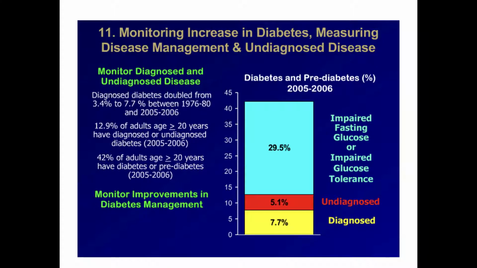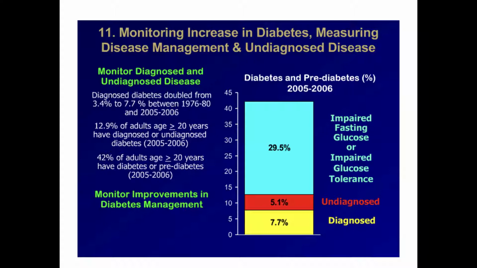Here is an example of some data from NHANES, and this is looking at diagnosed and undiagnosed diabetes in the United States. And here, if you look at the graph on the right, you can see that 7.7% of Americans had a diagnosis of diabetes, and 5.1% had undiagnosed diabetes, giving us a prevalence of 12.8% or 12.9% with rounding in the United States.